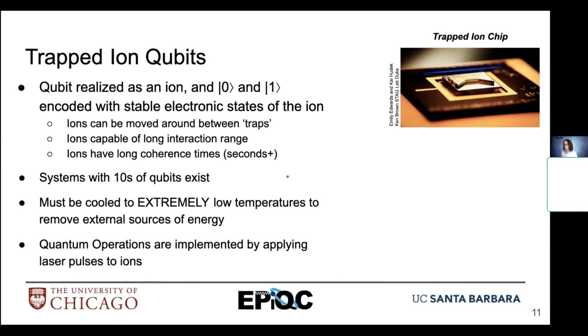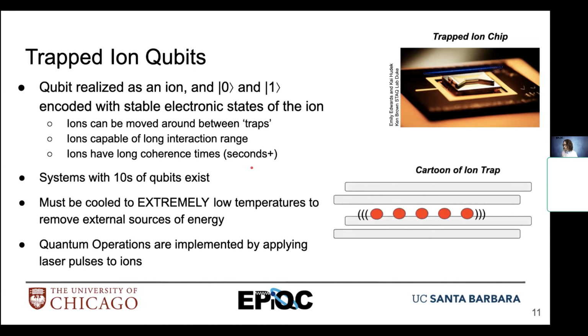Whenever we implement quantum operations with trapped ions, those are implemented by applying laser pulses to the ions. So now we're going to look at a little bit of a cartoon of a trapped ion. Here we have a 5-qubit trapped ion machine. If we look at what the system consists of, we have electrodes that are actively trapping those ions. We have the ions that are being used for quantum computing.